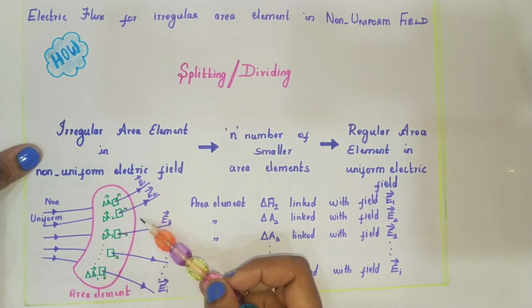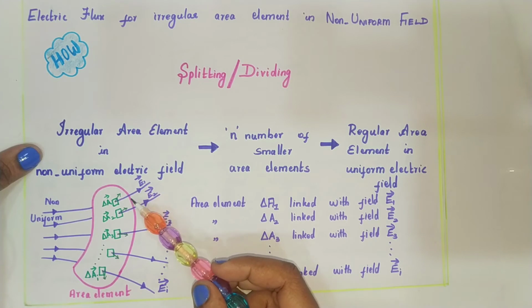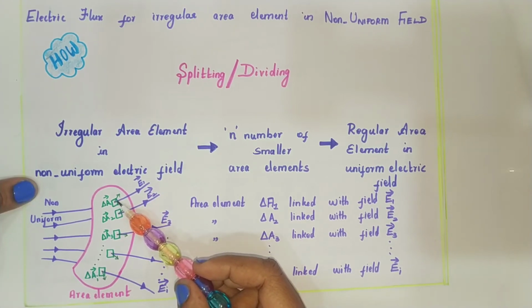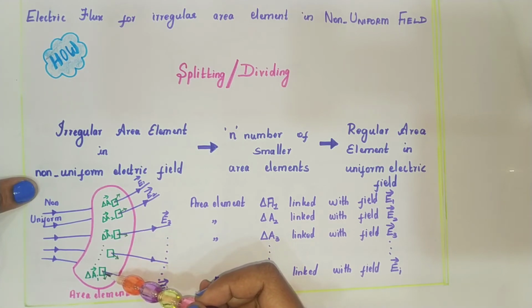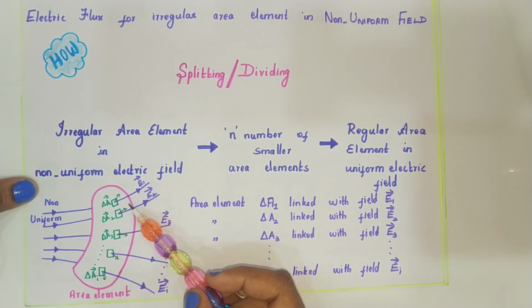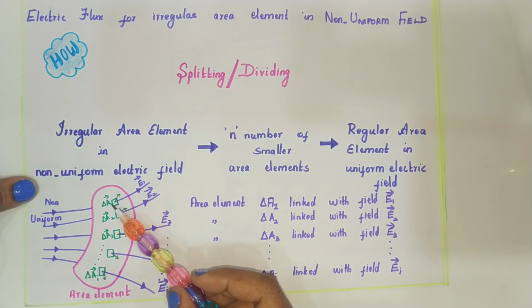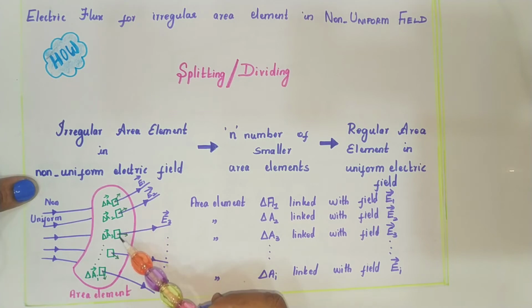Here you see the irregular shaped area element which is placed in non-uniform electric field, I have split the area elements as del A1, del A2, del A3 and so on up to del Ai. And the electric field lines which are linked with these area elements are: E1 vector is the field passing through the element del A1 and E2 vector is the field passing through the smaller area element del A2.